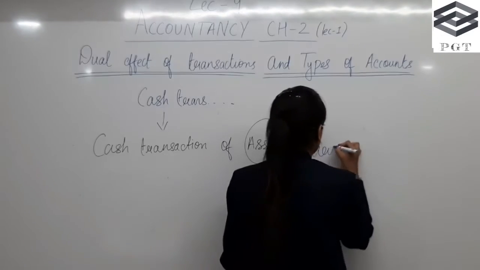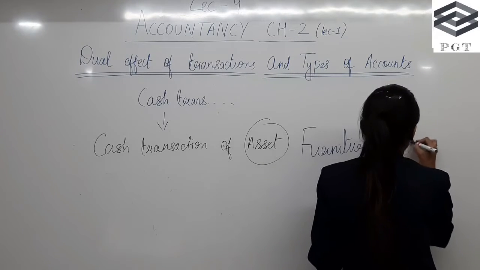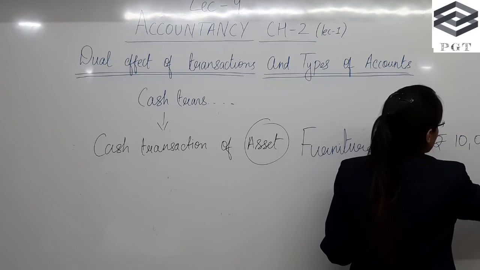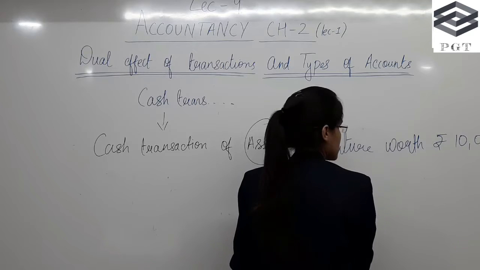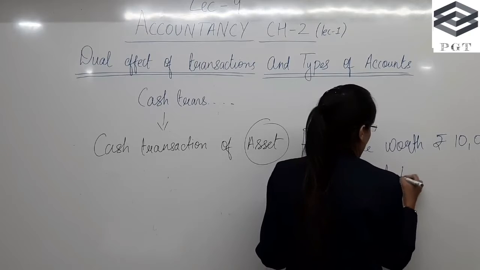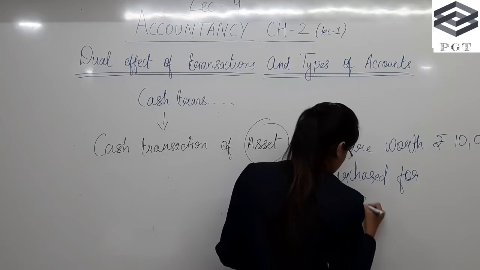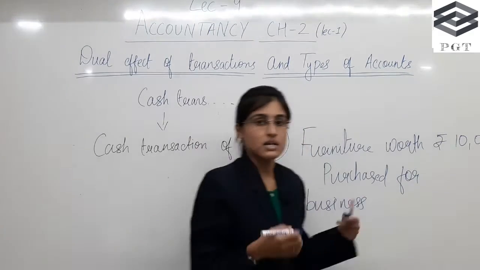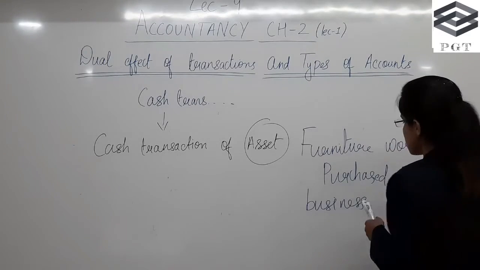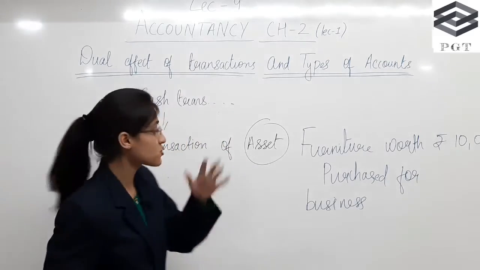Furniture worth rupees 10,000 is purchased for business. This is your example. Yes, furniture worth rupees 10,000 is purchased for business. This is an example of cash transaction of an asset.